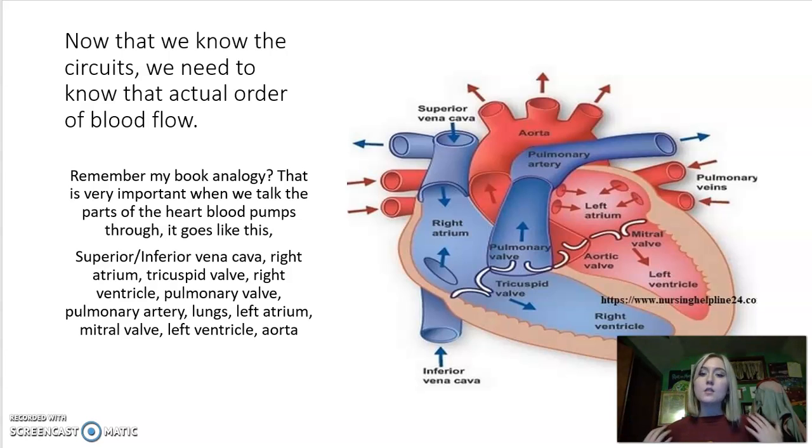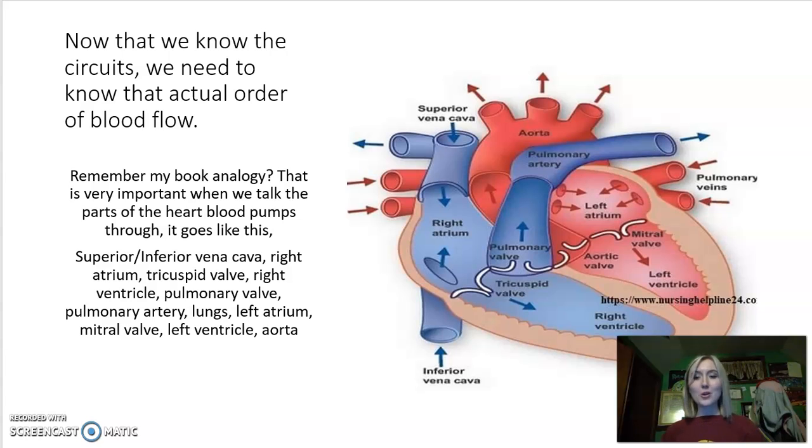Once it is into the heart, it'll be pumped into the right atrium. Then through the right atrium, it'll go through the tricuspid valve. Remember that valves are used so that the blood cannot flow back to where it was. So once blood enters the right ventricle, the tricuspid valve will stop blood from entering back into the right atrium.